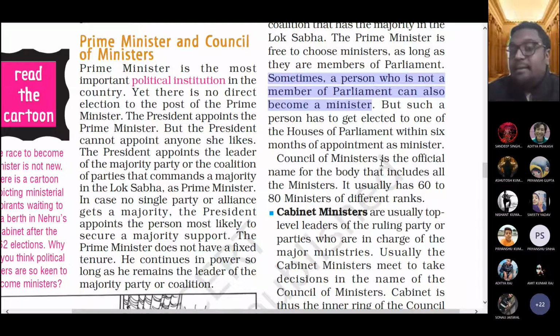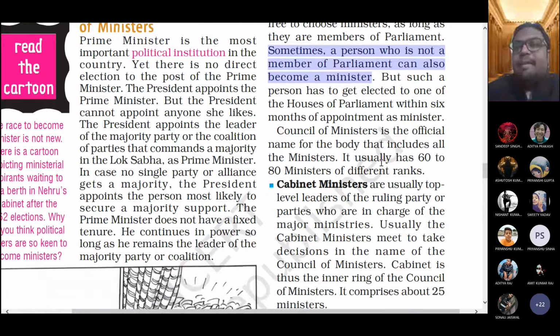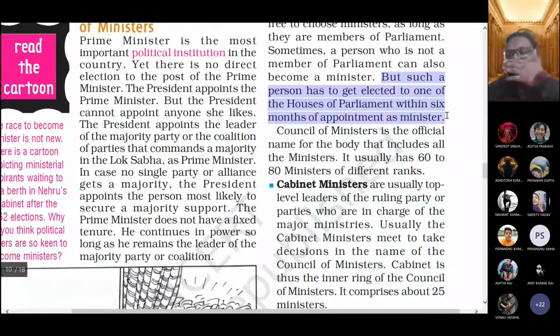Okay, that is interesting. But how? But such a person has to get elected to one of the houses of parliament within 6 months of appointment as a minister. इसका एक example मैं आपको देता हूं from a state level.